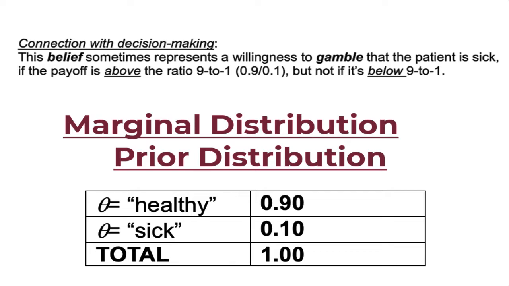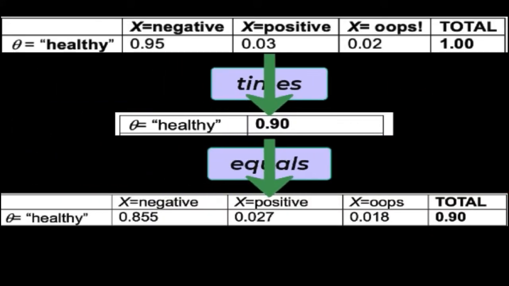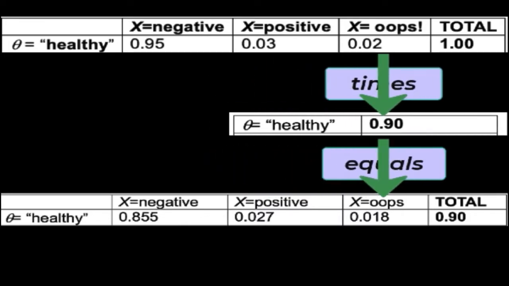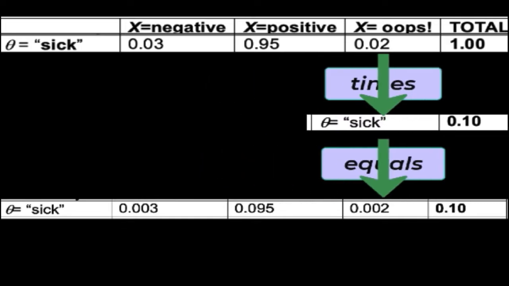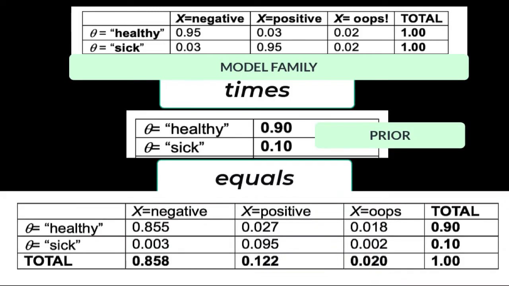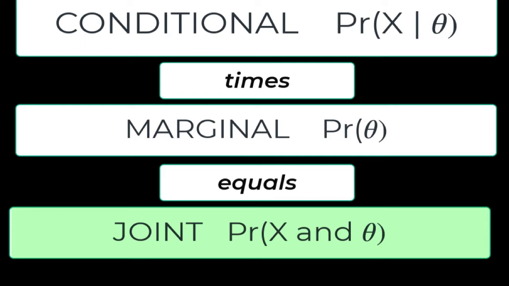Let's see what happens when you multiply the model rho for X given healthy times the probability of healthy. You get the probability that both the patient is healthy and the test result is X. Likewise for theta equals sick. Putting it together row by row, our original model family times the prior or marginal distribution of theta, the unknown patients group. Oh ho, look what we get. The joint distribution of theta and X. Conditional probability times marginal probability equals joint probability.